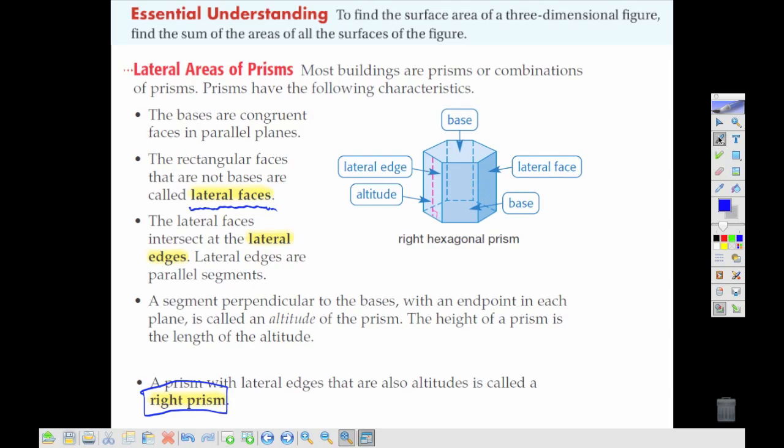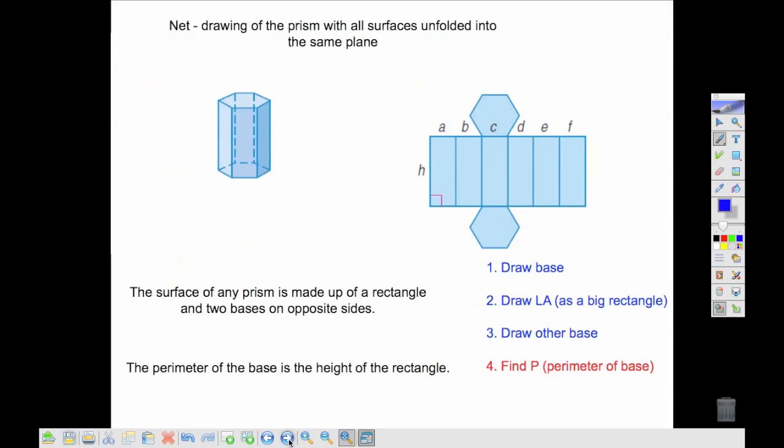Now a right prism is important because the bases are coming up at 90-degree angles, which is actually what makes these rectangles. We'll talk more about that later. To find the lateral area and surface area, then, we could think about these as nets.